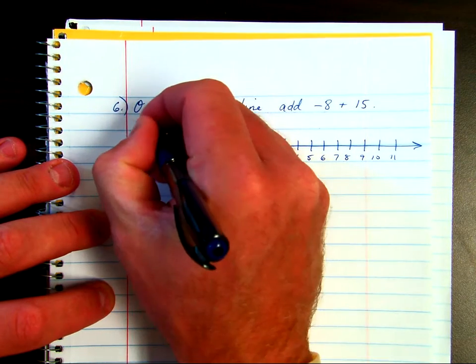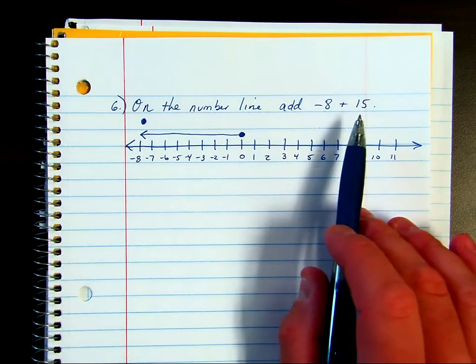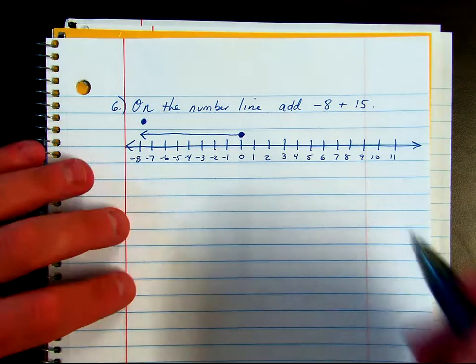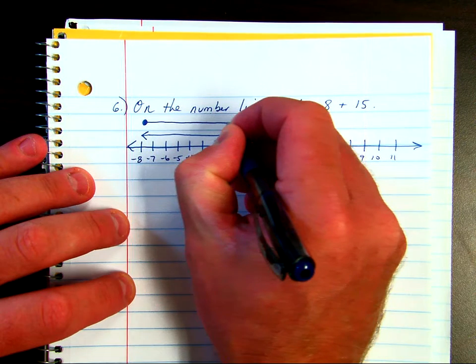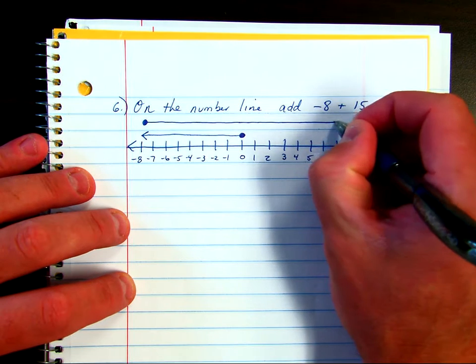And now our next integer is a positive 15. Are we going to go backwards or frontwards? Frontwards. 1, 2, 3, 4, 5, 6, 7, 8, 9, 10, 11, 12, 13, 14, 15. And there's our answer.